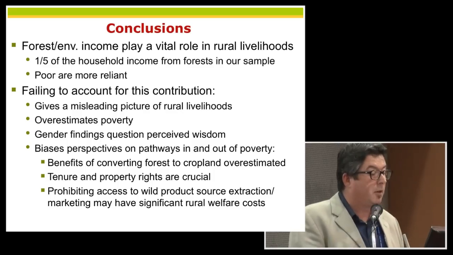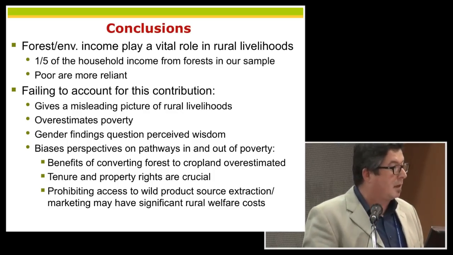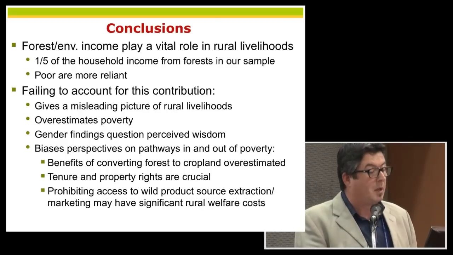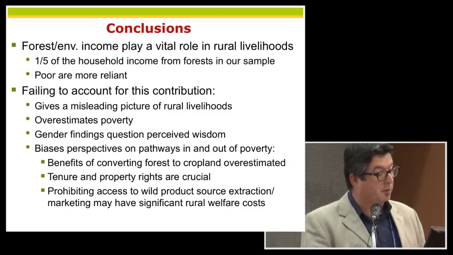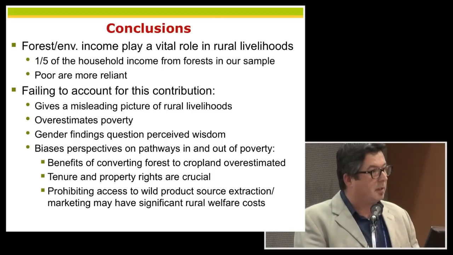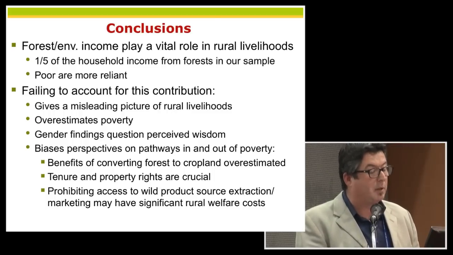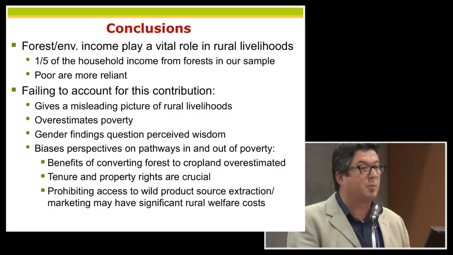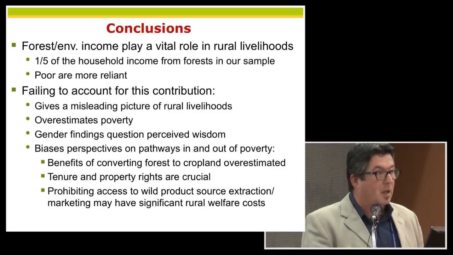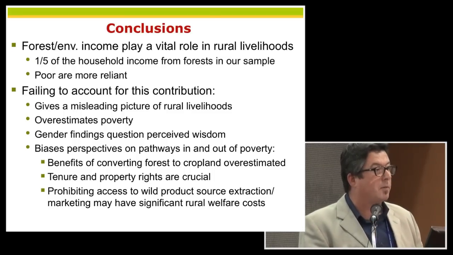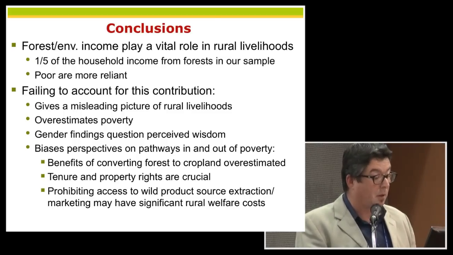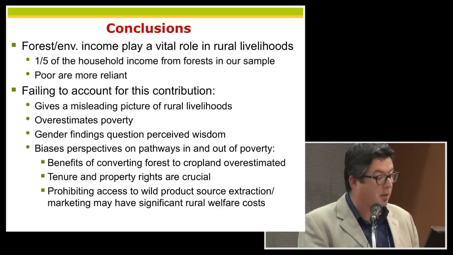So in our final conclusions, we concur with the LLS study that around one fifth of household income is generated from forests, and that the poor do seem to be more reliant on these forest products. But turning to the policy implications, failing to account for this contribution gives a rather misleading picture of rural livelihoods and overestimates the incidence of poverty in many respects. Harold Engelson is leading a paper on this particular issue, which will be published in Rural Development as part of a special issue I'll mention again in a second, and really goes into the policy implications of these findings.